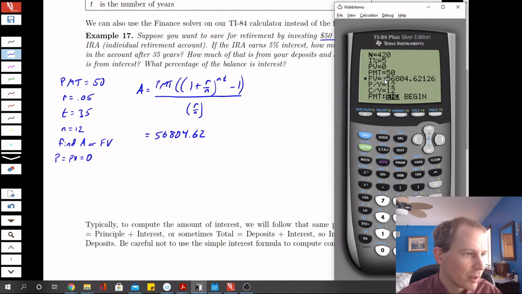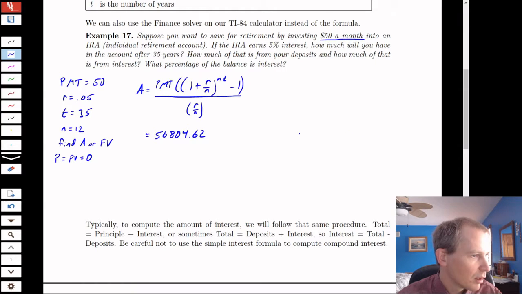56,804.62. Notice, and we talked about this before, but just as a reminder, you get a negative on here because when we put the money into our account, if we count that as positive, when we pull it out, they count that as negative. That's just an accounting practice, but we're not going to make use of that. Don't write anything as negative numbers in this unit. Okay, so that answers the first question, how much will you have at the end of 35 years?